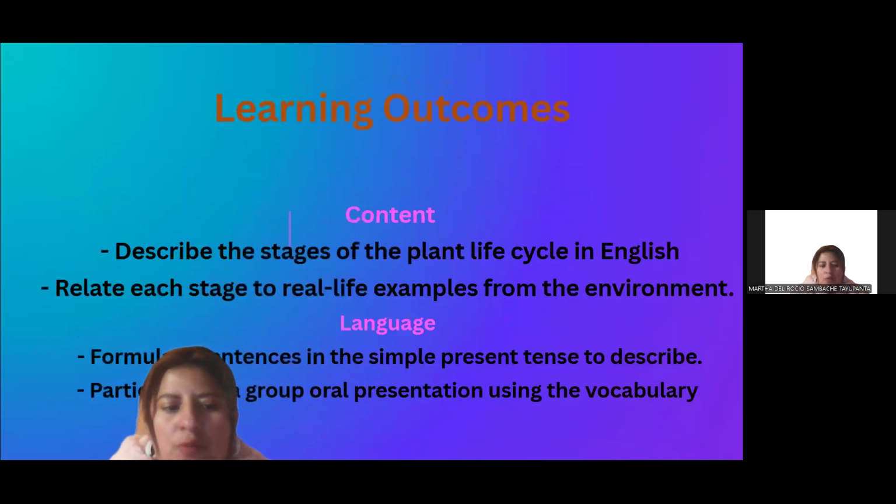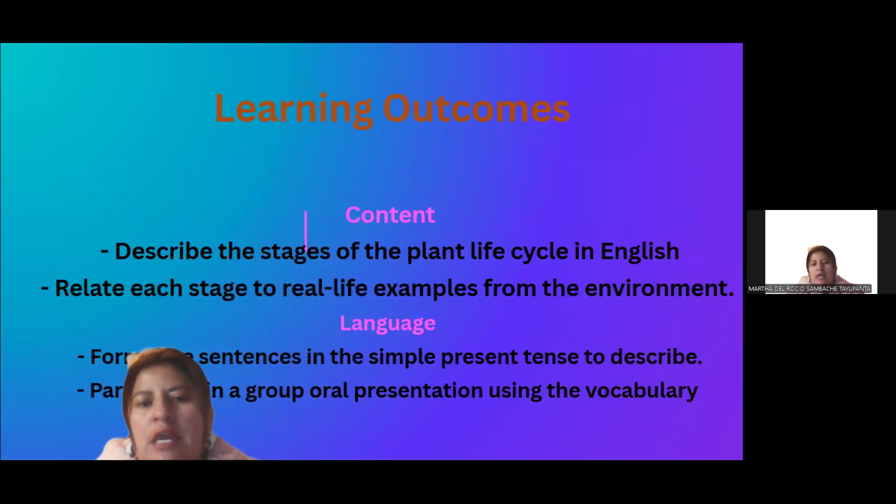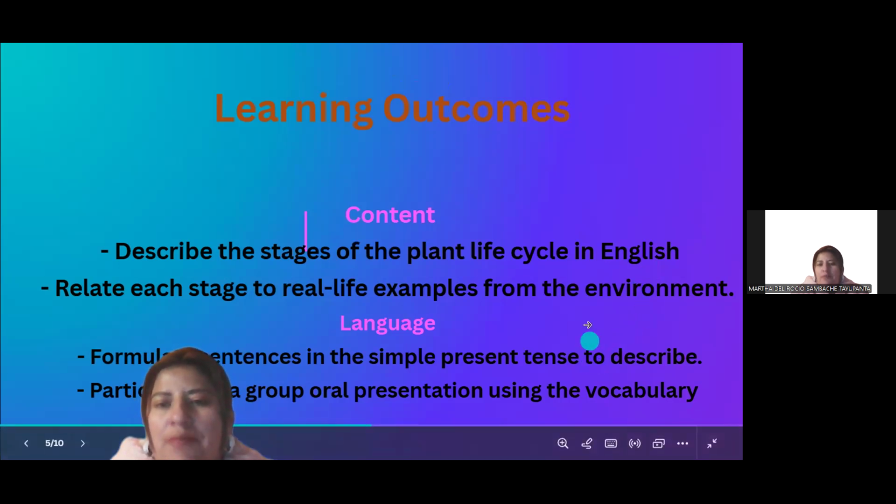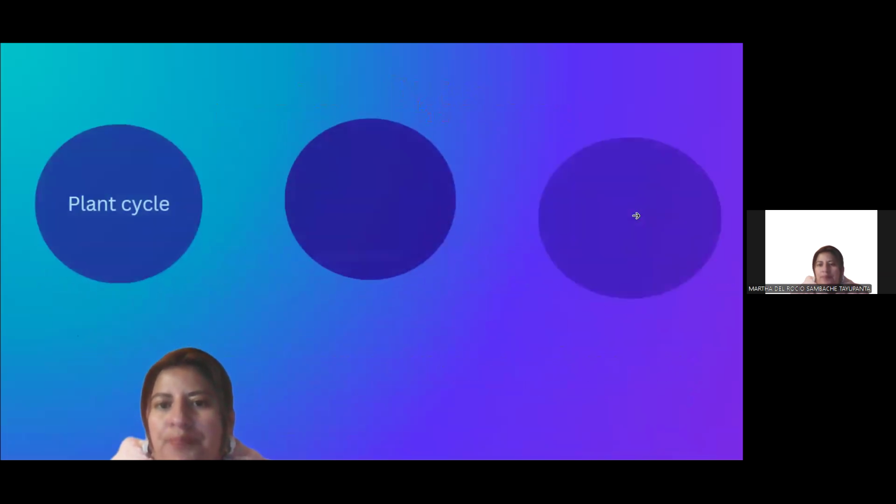For learning outcomes, at the end of the class, the students will be able to, for content, describe the stages of the plant life cycle in English and relate each stage to real-life examples from the environment. For language, the students can formulate sentences in the simple present tense to describe and participate in a group oral presentation using the key vocabulary learned.